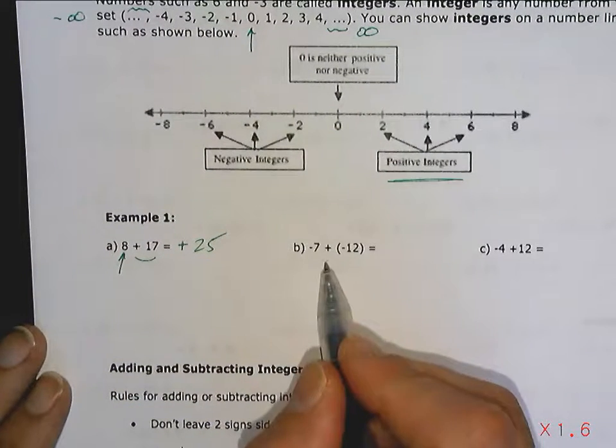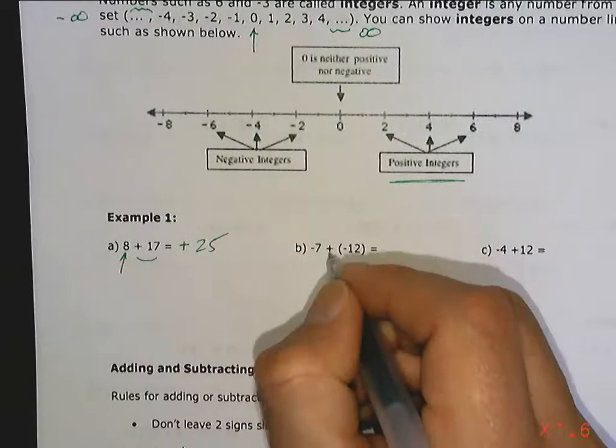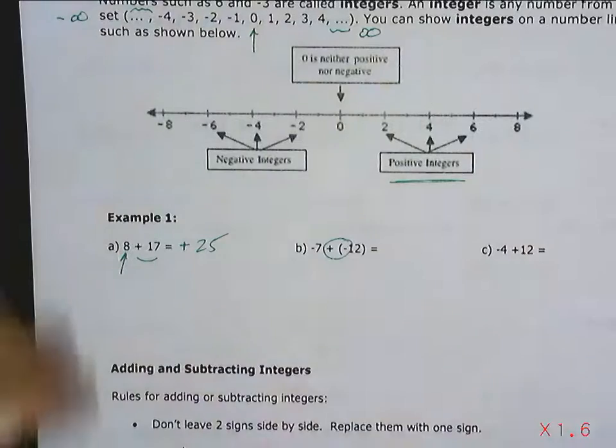This next one. In class, I started teaching you to rewrite this. When you have a positive and a negative beside each other, you need to rewrite it.